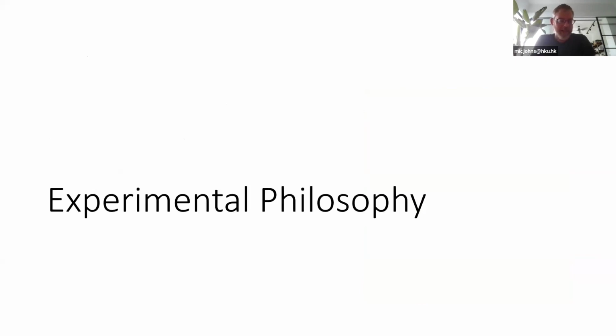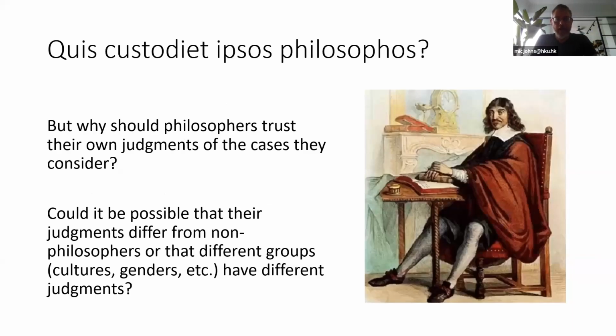All right. So now I want to introduce you to a different type of philosophy experiment, experimental philosophy. So here's how philosophers have been doing it. They come up with their theory, then they come up with a thought experiment that will test the theory. Then they decide what they would do in the thought experiment, and then they decide whether that confirms or disconfirms their theory. But why should philosophers trust their own judgments of the cases that they consider? Could it be possible that philosophers' judgments differ from the judgments of non-philosophers, or that different groups, say different cultures, different genders, people from different walks of life, different age groups, would have different judgments about the same cases?